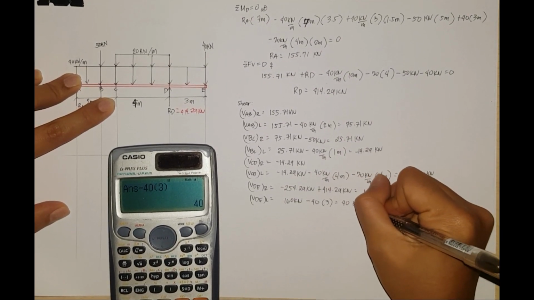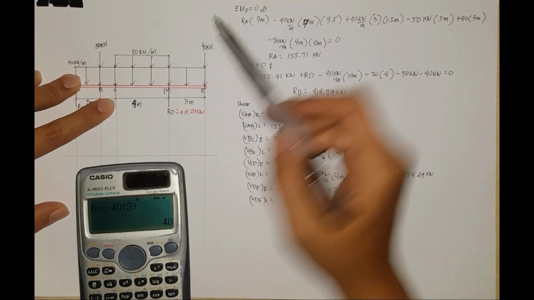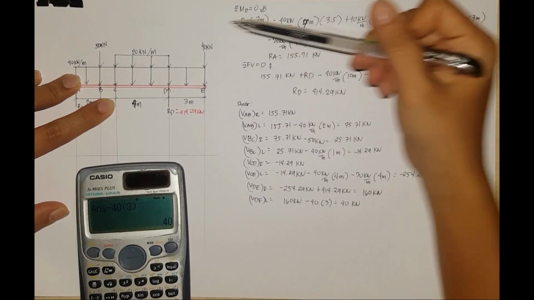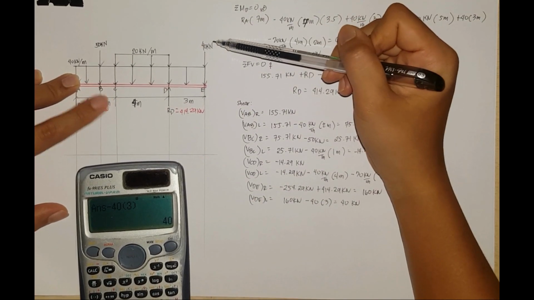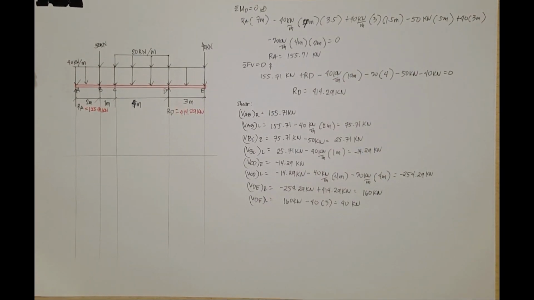And then, kung mapapansin nyo, we have 40 kilonewton at DE left. So, at this part. And then, we have a point load here, 40 kilonewton. Kaya, 40 kilonewton minus 40 kilonewton. So, 0. So, mag-close yung ating shear diagram. So, let us plot para makita nyo.